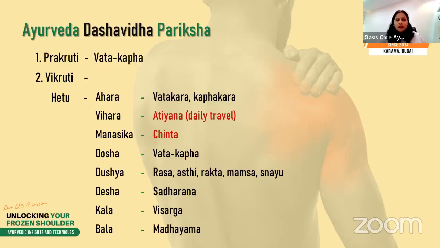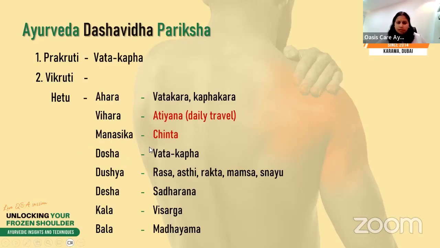Atiyana in Sanskrit means daily travel. If it is excessive, especially in Dubai, some people are traveling 2 hours to and fro. So it is always a causative factor for frozen shoulder. In India and many other places, many people go by two-wheelers, and that will also be a causative factor. Excessive traveling in a continuous manner is the causative factor. Too much stress is also a causative factor for frozen shoulder.